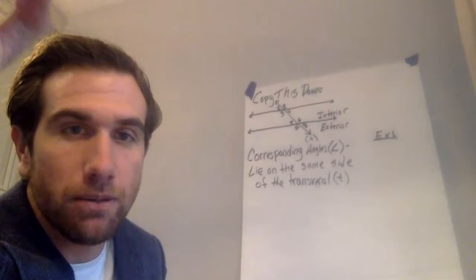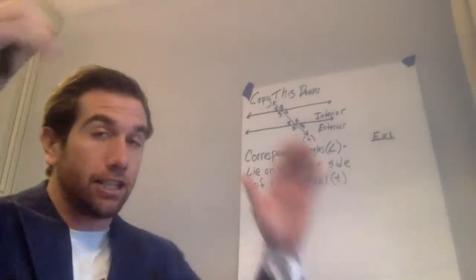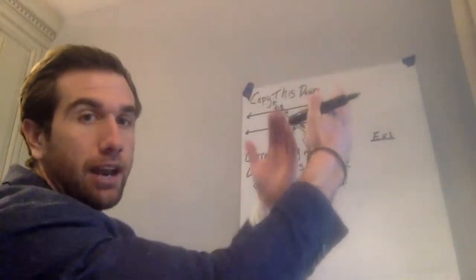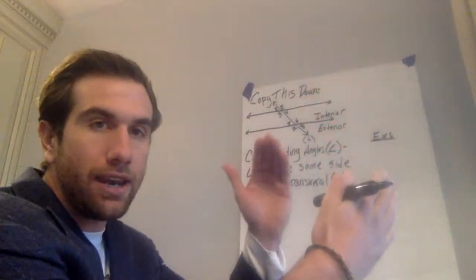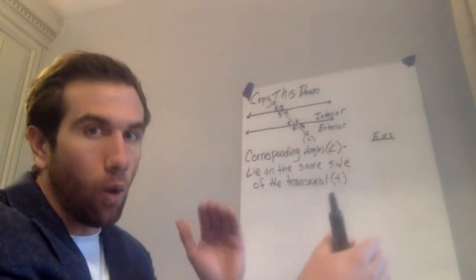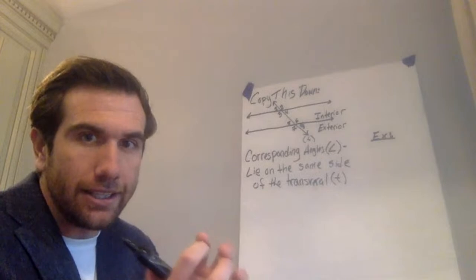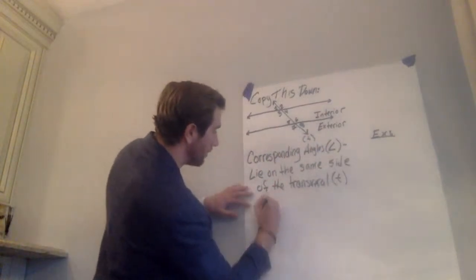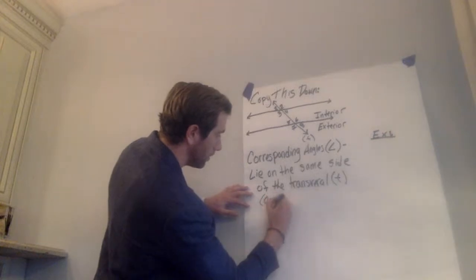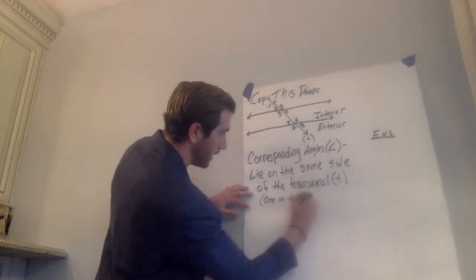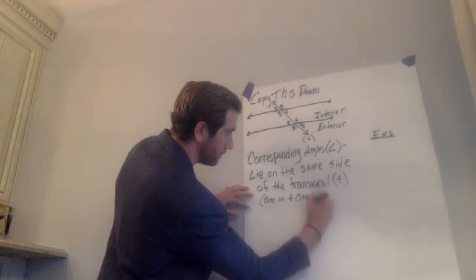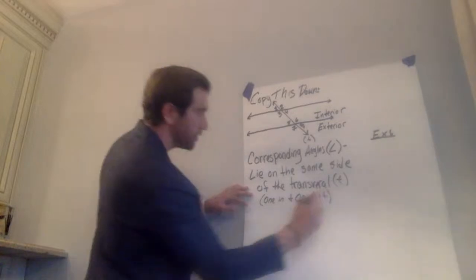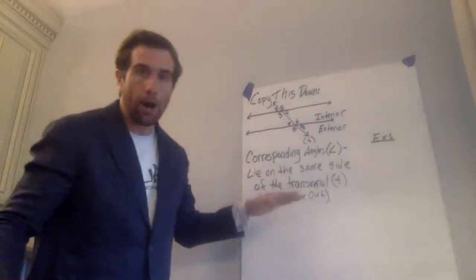So an easy way to remember it is that the angles are on the same side of the transversal, but it's 1 in, 1 out. 1 in means 1 inside, interior, and 1 out, exterior. So write that. 1 in and 1 out.